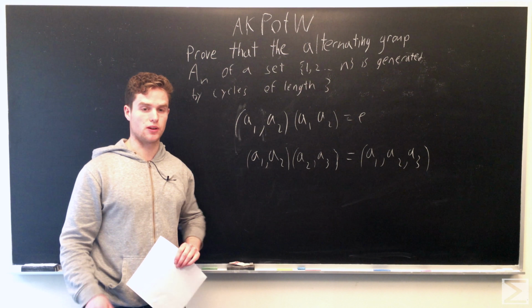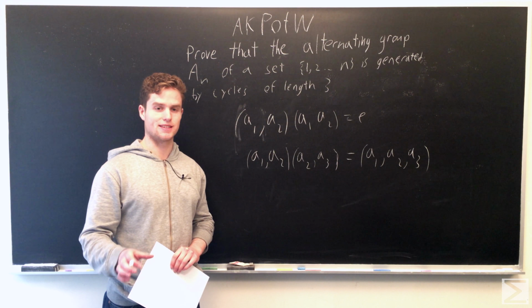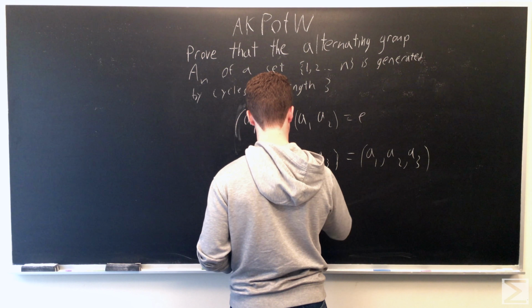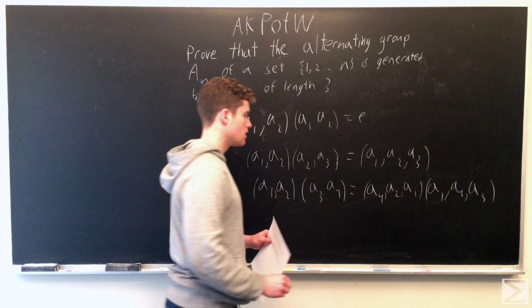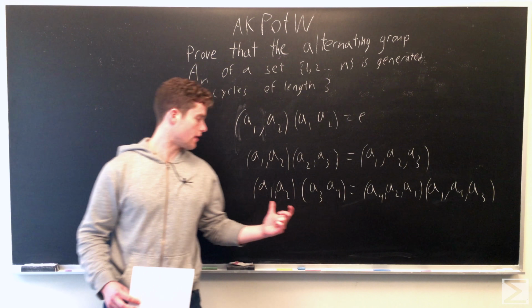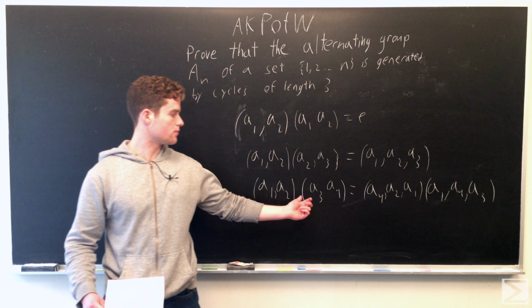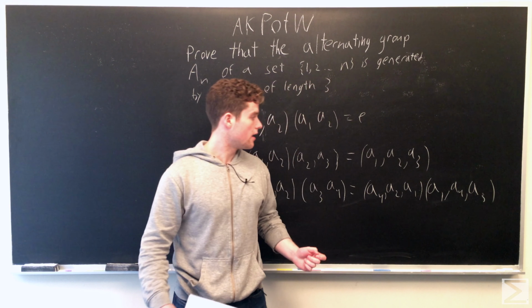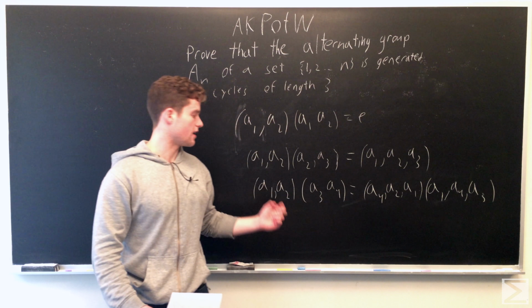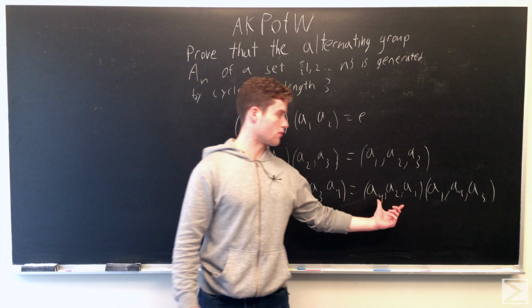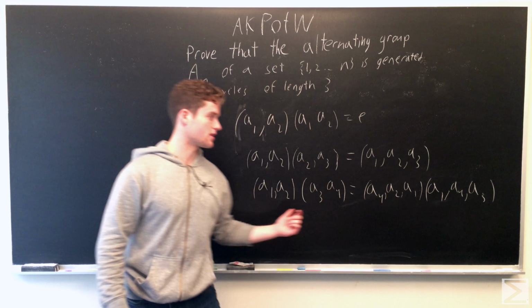The last case we have is when the two transpositions have no elements in common. Say we have the product of (A1 A2) with (A3 A4). We can write this as a product of two 3-cycles: (A1 A4 A3)(A4 A2 A1). A1 gets sent to A4, A4 is sent to A3; A1 gets sent to A4, A4 gets sent to A2. So we see A1 gets sent to A2, same as here. If we go through all the other elements, we'll see they all get sent to the same thing.